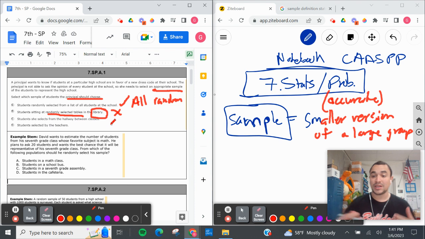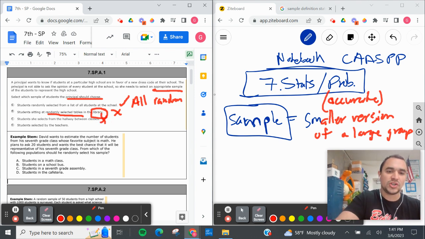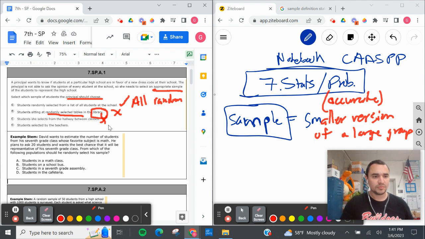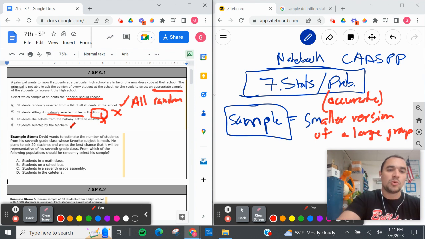Students she selects from the hallway between classes. Well, think about it. What about students that are absent? They don't have the opportunity. What about students that aren't in a certain building or a certain hallway? Not everyone is included. So that's not a good idea to get a sample of the large group. And students selected by teachers. Well, you kind of include everyone, but students selected by teachers are probably going to favor one over the other. So it's not going to be completely random unless they all spin a wheel or something like that, like I do. So the best answer would most likely be A and not B, C, or D.